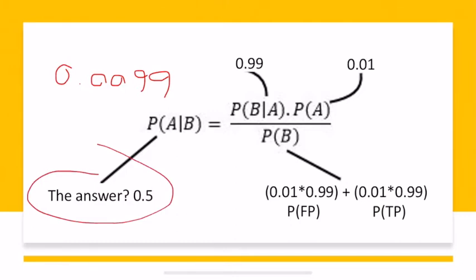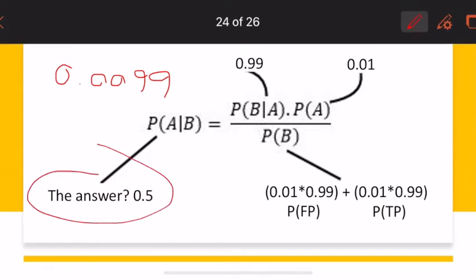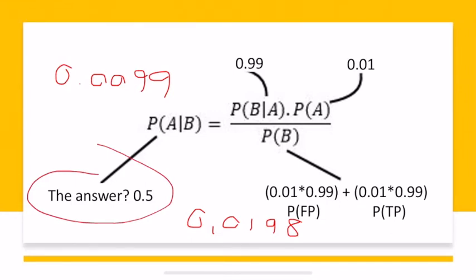Okay? So down here, what you get are 0.0198. You'll notice that the numerator is 0.0099, and this is 0.0099. So in other words, the denominator is double. The numerator is half of the denominator. In other words, the probability of A given B, probability of having cancer given a positive test for cancer is 50%.